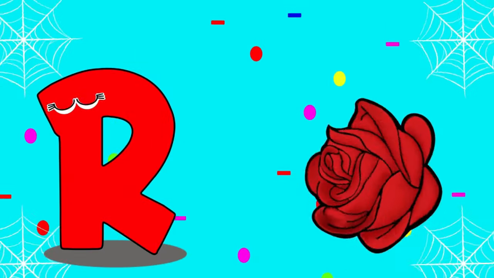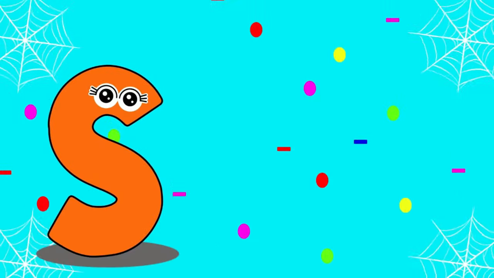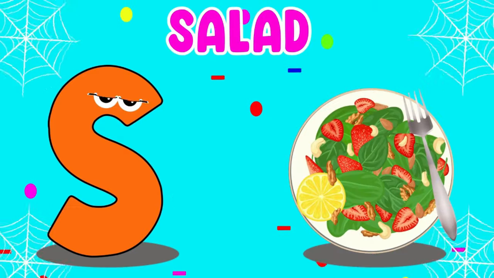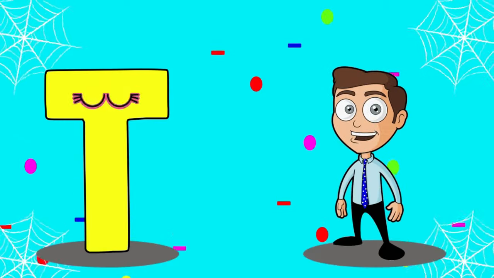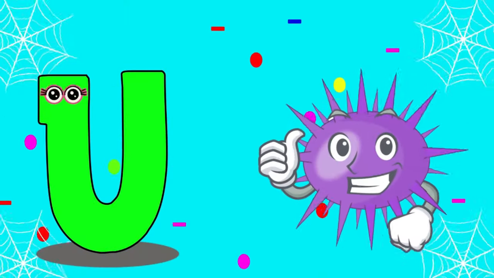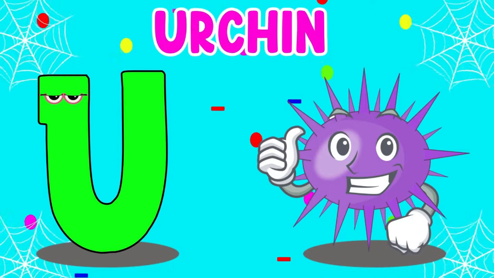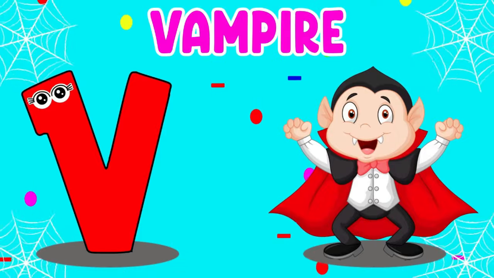R, R for rose. S, S for salad. T, T for tall. U, U for urchin. V, V for vampire.